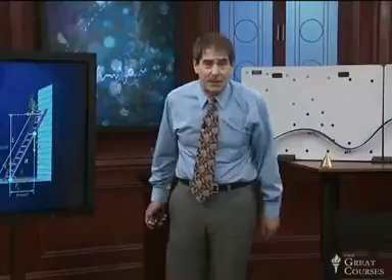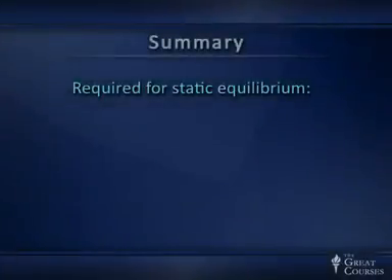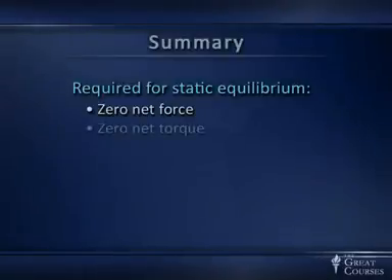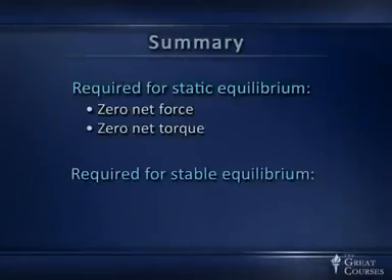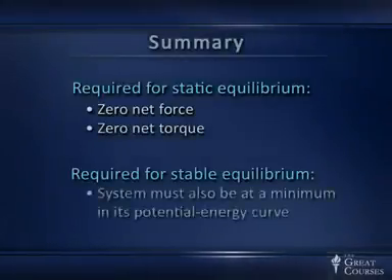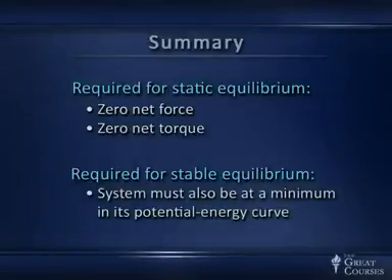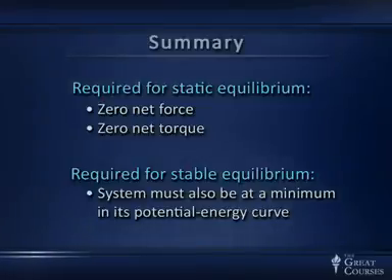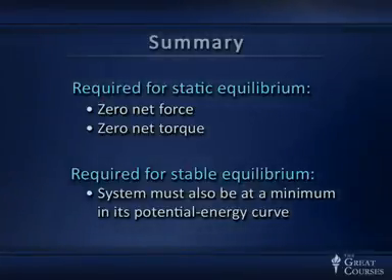Well, let me end with a quick summary of what we've done here with static equilibrium. What's required for static equilibrium is both zero net force and zero net torque. What's required for stable equilibrium is that a system must not only be in equilibrium, zero net force and zero net torque, but it must be at a minimum in its potential energy curve. And it's at those stable equilibrium points that we therefore tend to find systems in both nature and engineered systems.